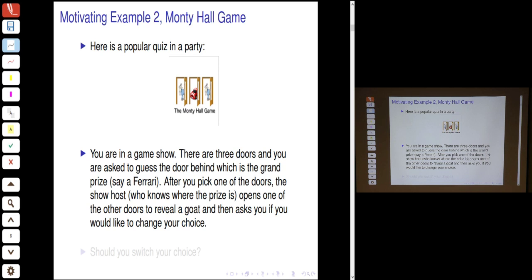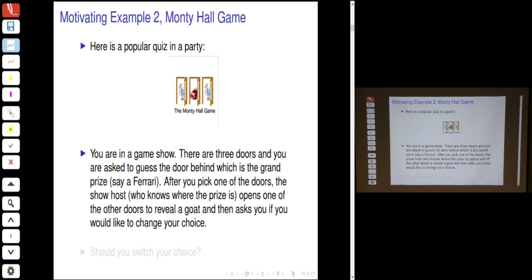Let me try again. In the very beginning, all the doors are closed. You don't know anything, and you're asked to pick one. So you pick, maybe the first one. Imagine these are all closed. And then the host will open one to show you a goat and ask you, do you want to change your choice? Okay, so that's the question.